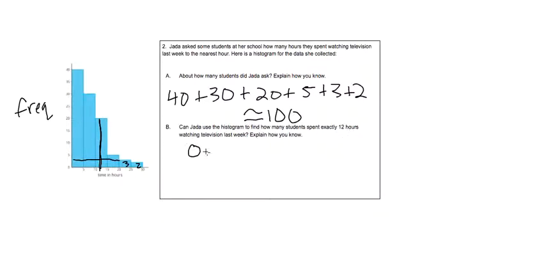There's also a possibility that all 20 of them watched 12 hours a week. That's in between 10 and 15. A histogram isn't specific enough to tell us the exact number, but we do know that from 0 to 20 students watched 12 hours exactly.